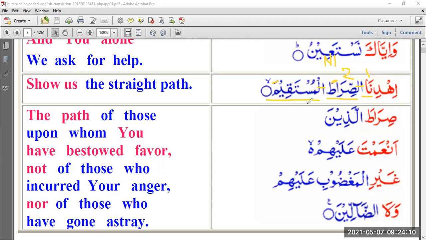So they can be mawsuf sifa, because all their properties are matching, and mustaqim is also describing sirat, so they are mawsuf sifa.